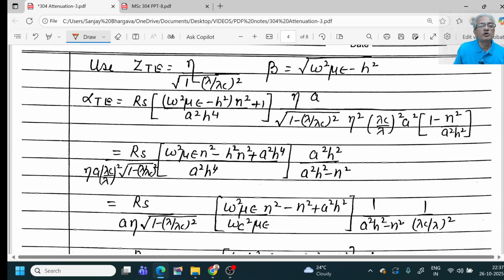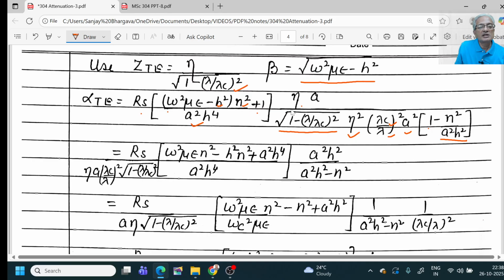Now we have to use Z_TE as η upon the square root of 1 minus (λ/λc)², and β can be used as ω²με minus h². So alpha_TE would be equal to R_s [(ω²με minus h²) n²/(a² h⁴) + 1] η a upon the square root of 1 minus (λ/λc)², η² (λc/λ)² a² into (1 minus n²/(ha)²).